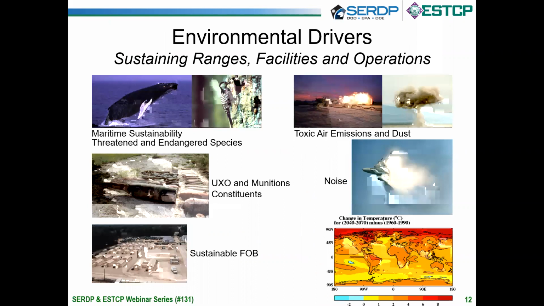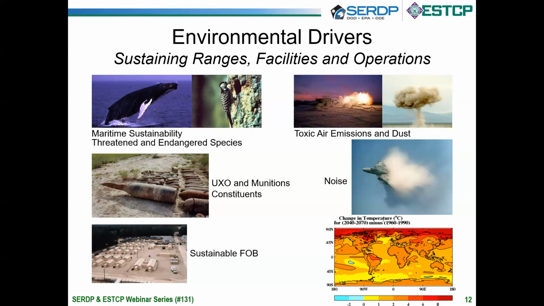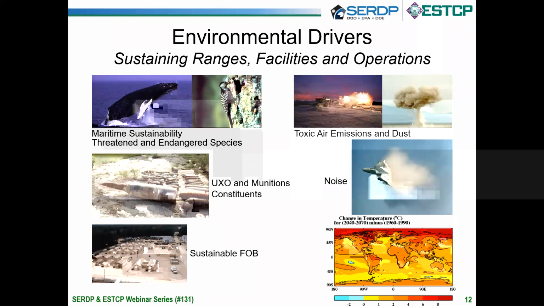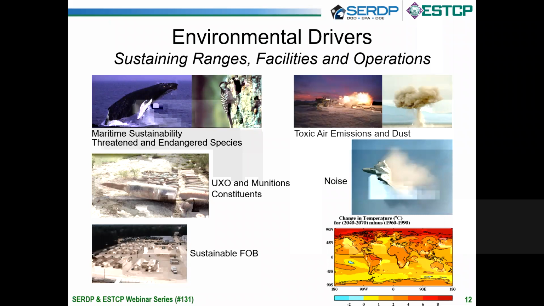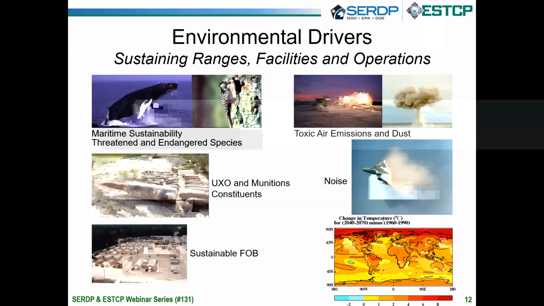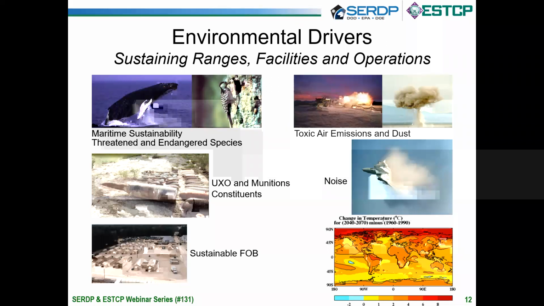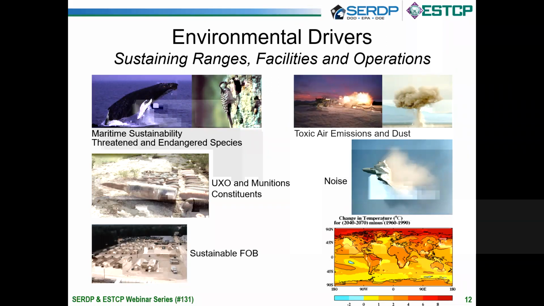So we have two main drivers for the sort of work that we fund. The first one is the sustainment of our testing and training ranges, as well as facilities and operations. And this is just a very high-level overview of the sorts of things that covers. And you can see it's very broad, from maritime sustainability, noise issues, forward operating bases. We deal with UXO and munitions constituents, as well as changing climate. So that covers a huge amount of issues for the DoD.